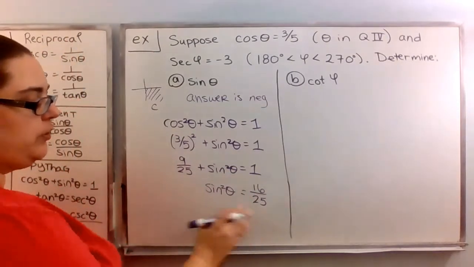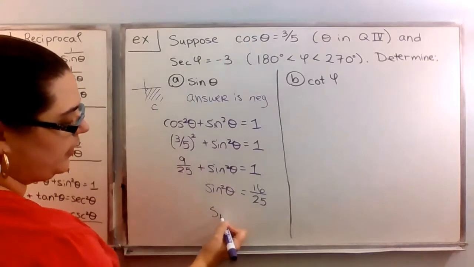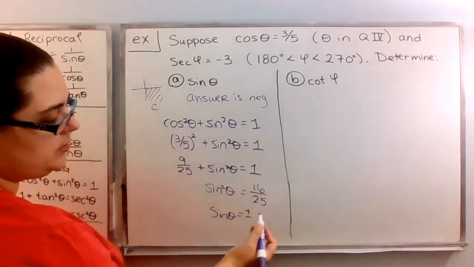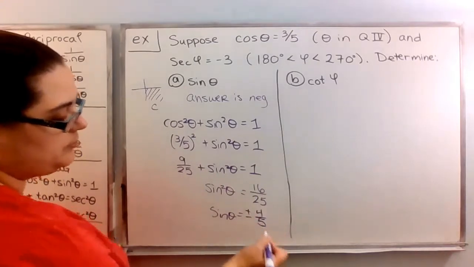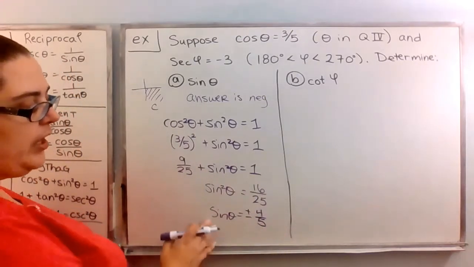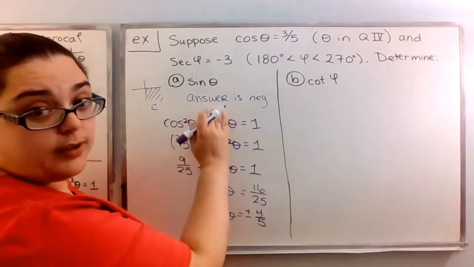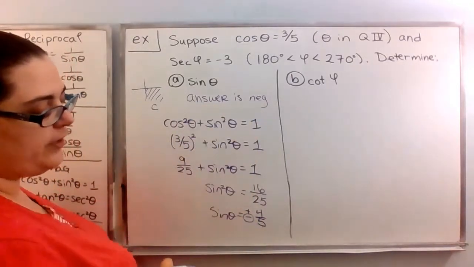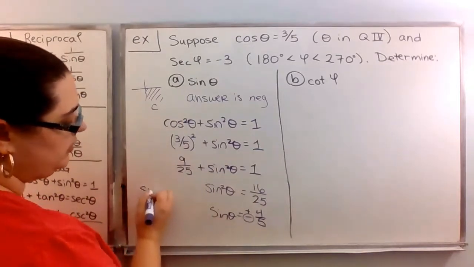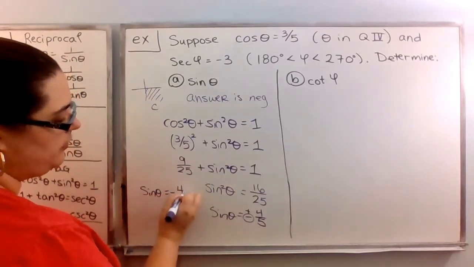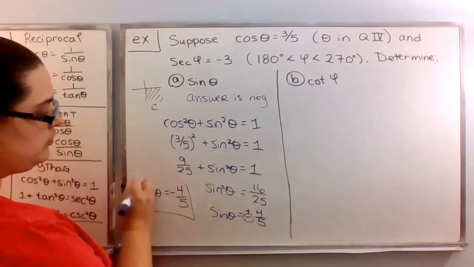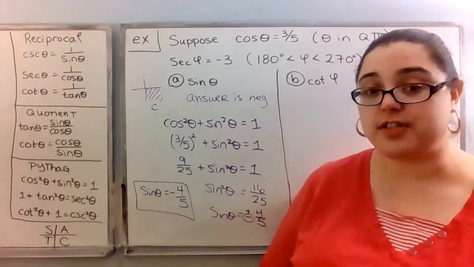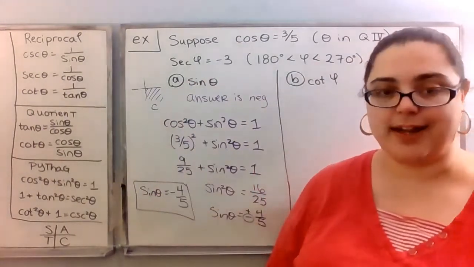Lastly, we're going to square root both sides. So we get sine of theta is plus or minus the square root of this, which is 4/5. This is where the beginning part, knowing that my answer was negative, is important, because I know I need the negative fraction. So sine of theta is -4/5. And there we go. That's how we do this first problem using trig identities.